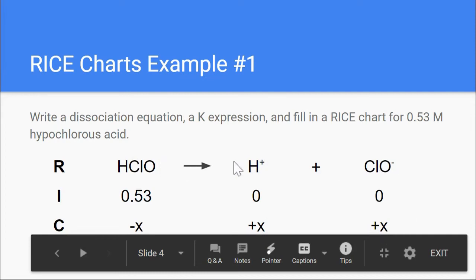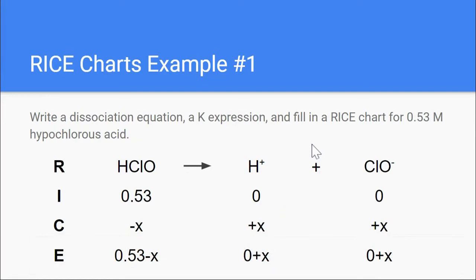If I had to balance this dissociation equation by putting a coefficient in front of one of these things, that coefficient would carry down to my X. And we'll do an example of that in just a minute. And then the last line is our E line. E stands for equilibrium. How much is left once everything has done its dissociation? For the E line, all you do is take the I and the C line and add them together. Think of it like that.